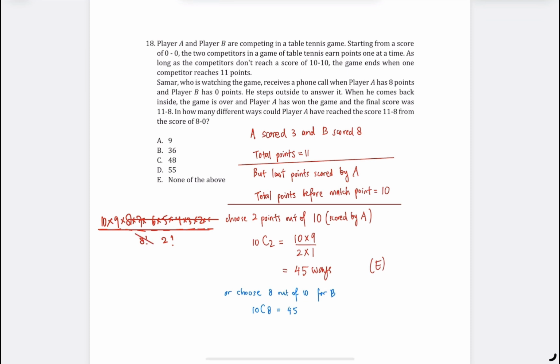These 8 factorials can cancel off, and then you just take 10 times 9 over 2 times 1. Okay, this is the same as 10C2. 10C2 means you choose 2 out of 10. So the formula will be this, or you can remember the main formula, 10 factorial over 8 factorial 2 factorial, because nCr will be n factorial over n minus r factorial times r factorial.